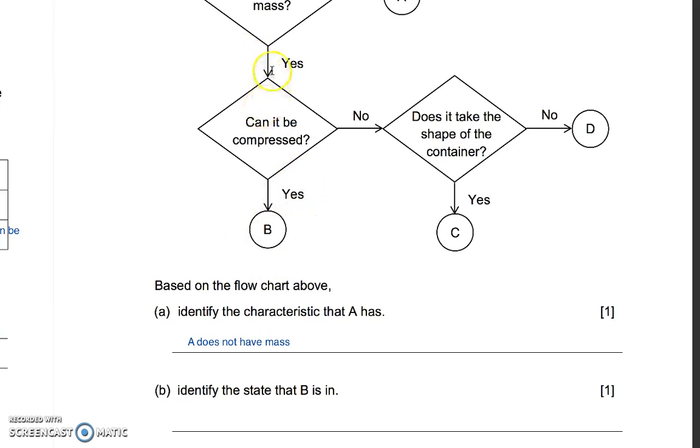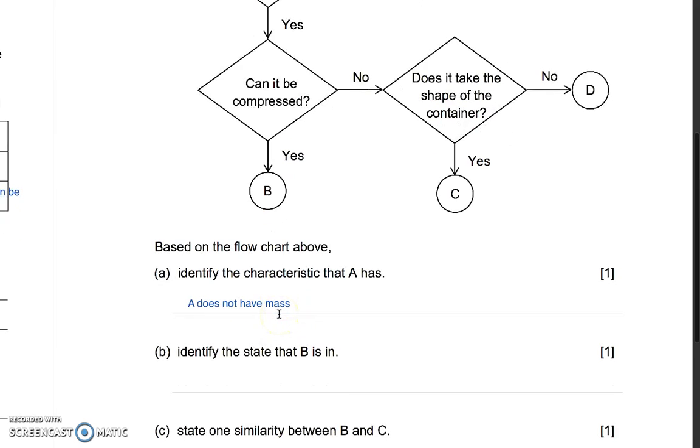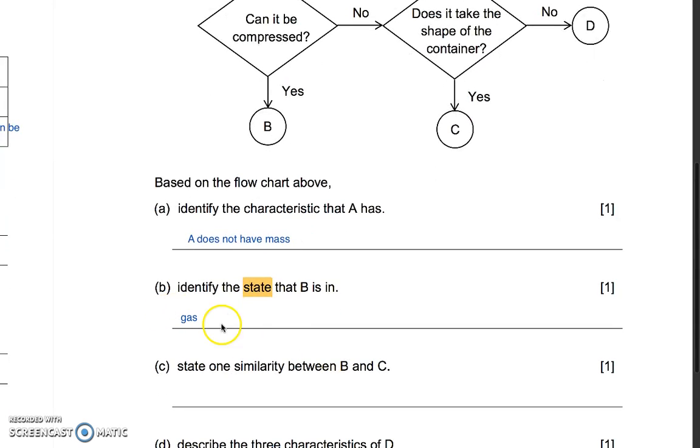So for B, before B, they ask, can it be compressed? And the answer is yes. So B has mass and it can be compressed. The state that has mass and can be compressed is actually air. Sorry, gas, because we are looking for state. We cannot say that it's air, we have to state gas, because gas is the state.